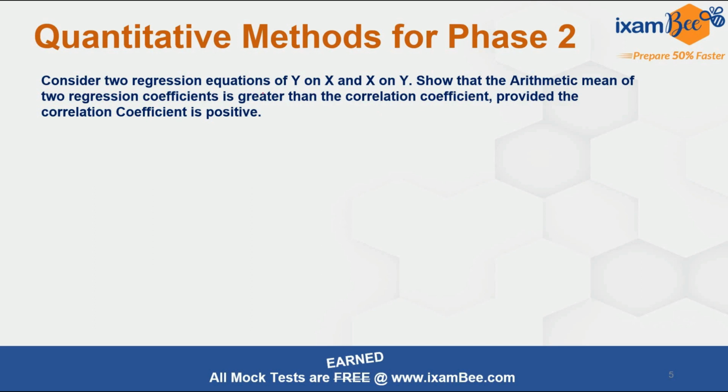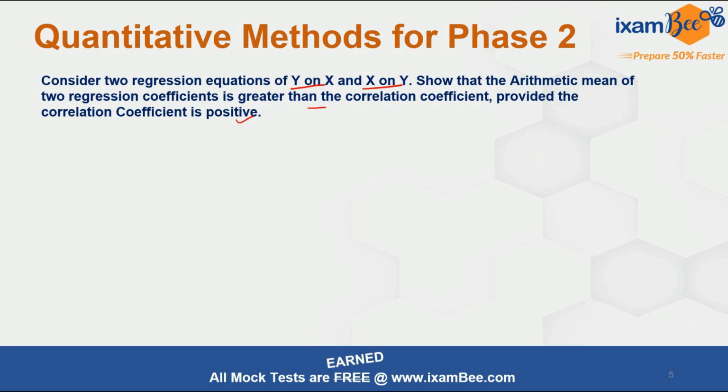In this question, it says that you have to consider 2 regression equations, y on x and x on y, and you have to show that the arithmetic mean of the 2 regression coefficients is greater than the correlation coefficient, provided the correlation coefficient is positive. This is what is asked. So this is again a proof, and definitely they can ask you such proofs in the examination. Nothing can stop them from asking any kind of proof.